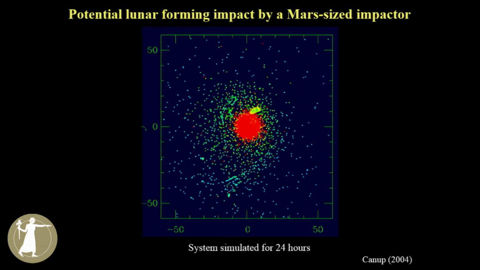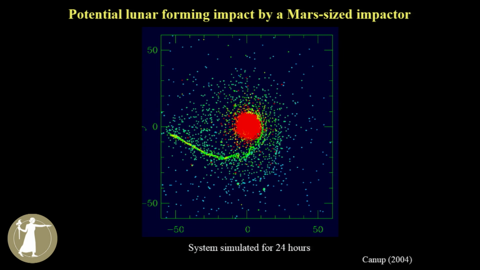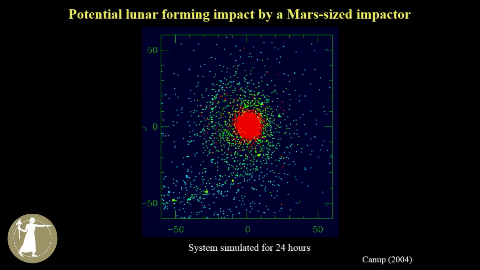So after something like 24 hours of simulated time, you're left with an Earth rotating with about a 5-hour day, and it's surrounded by a disk that contains enough mass and angular momentum to later, we estimate a few hundred years later, accumulate into the moon.